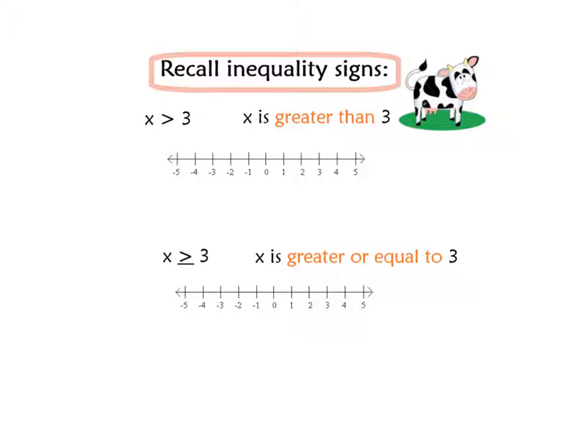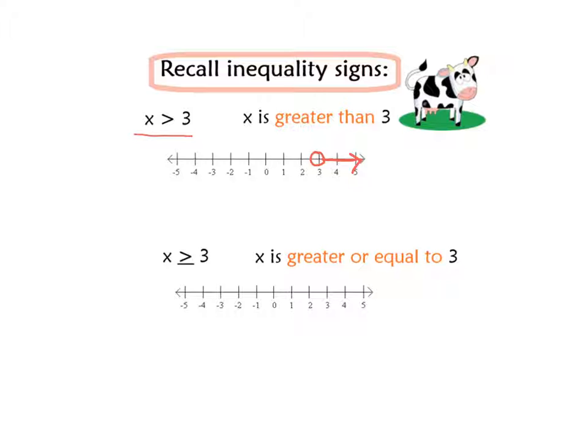So first, let's just do the graphing part before we add interval notation in. My graph here says x is greater than 3. Because it does not have an equal sign with it, I need an open circle at 3. So there's my open circle at 3, and I need numbers that are greater than 3, which means I need to shade to the right.